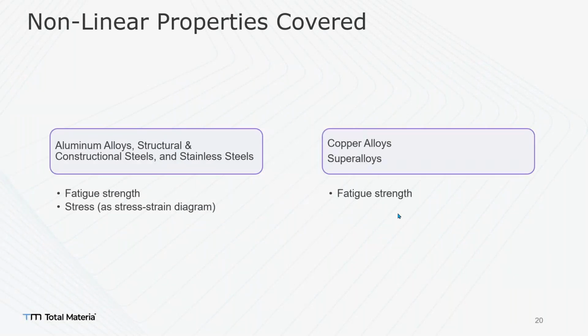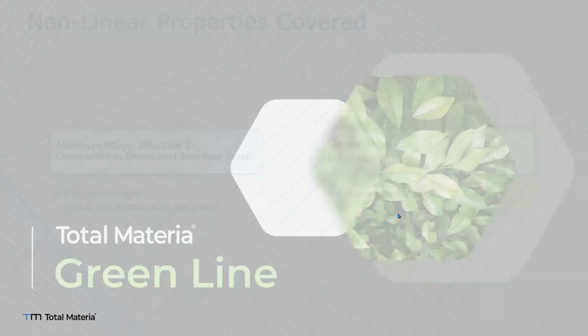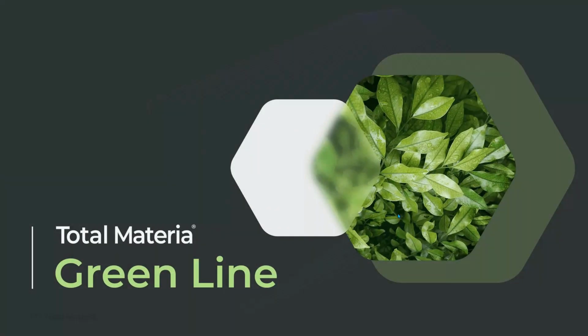as well as essentially just alloys, no polymers, and we cover both fatigue strength and stress strain curves as well, depending on the material group. And finally, just quickly going through Green Line, our materials compliance and sustainability tool.